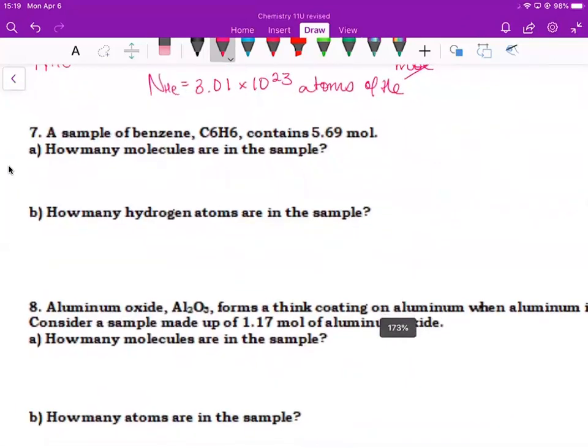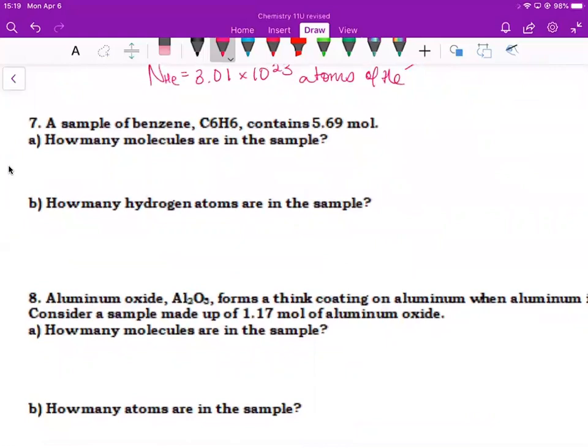Okay, let's look at number 7. A sample of benzene, C6H6, contains 5.69 moles. How many molecules are in the sample? Now they're making us analyze what is actually being given to us. This C6H6 is a molecule. The 5.69 moles represents 5.69 moles of benzene molecules.